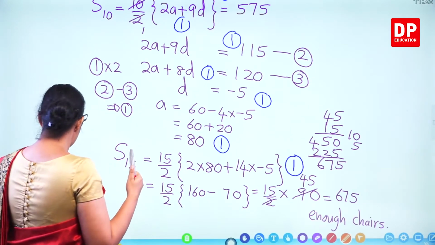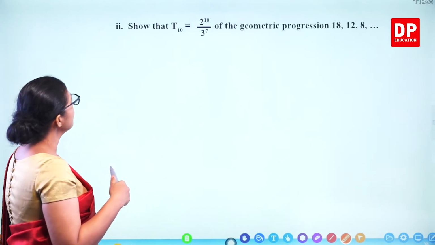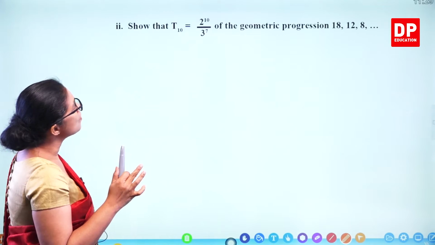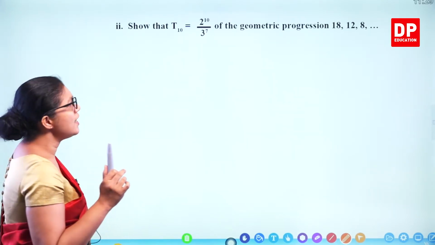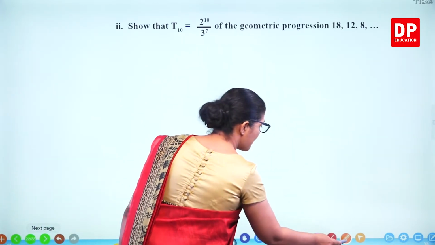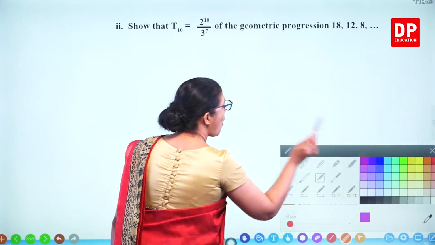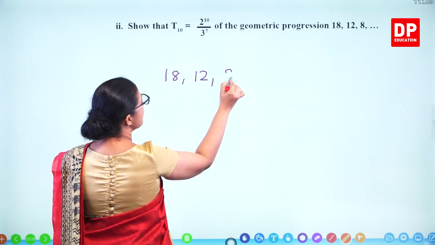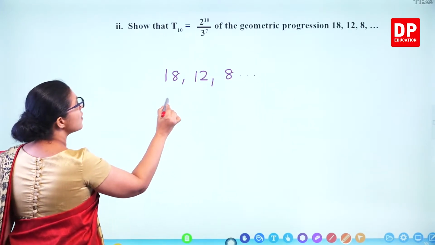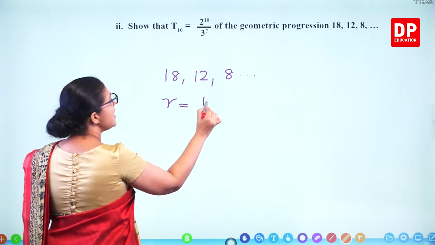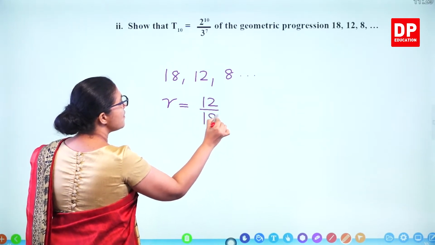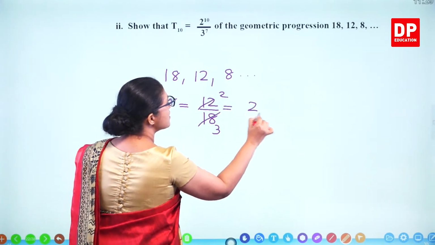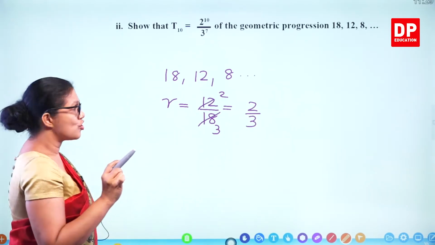Now we'll take the second part. Show that T10 is this of the geometric progression 18, 12, 8. Now this is a geometric progression 18, 12, 8. So how do we find out the common ratio? Take any term, divide by the previous term. 6 times 2, 6 times 3, 2/3 is the common ratio.